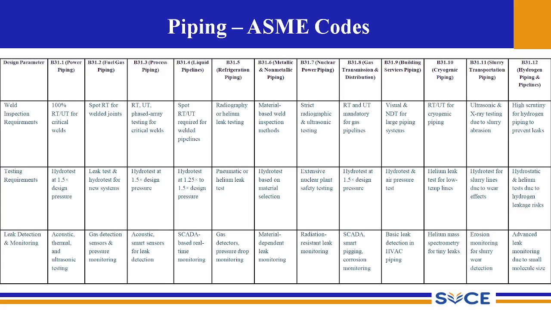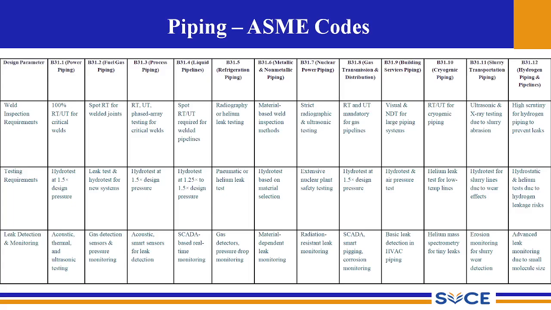Then the testing requirements for B31.2 are the leak testing and hydro testing for new systems. The leak detection and monitoring will be done by gas detection sensors and pressure monitoring. In the case of process piping, we go for radiography testing and ultrasound testing. Phased array testing for the critical welds. Then here also we apply the hydro test at 1.5 times the design pressure. The leak detection and monitoring are done using acoustic smart sensors for leak detection.